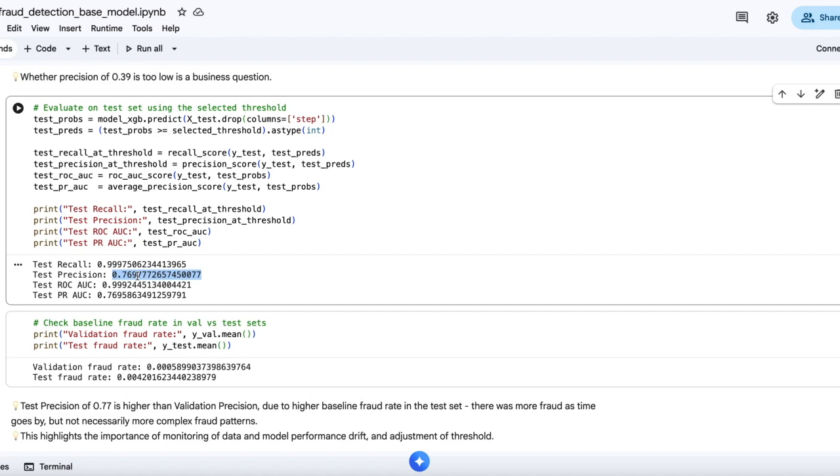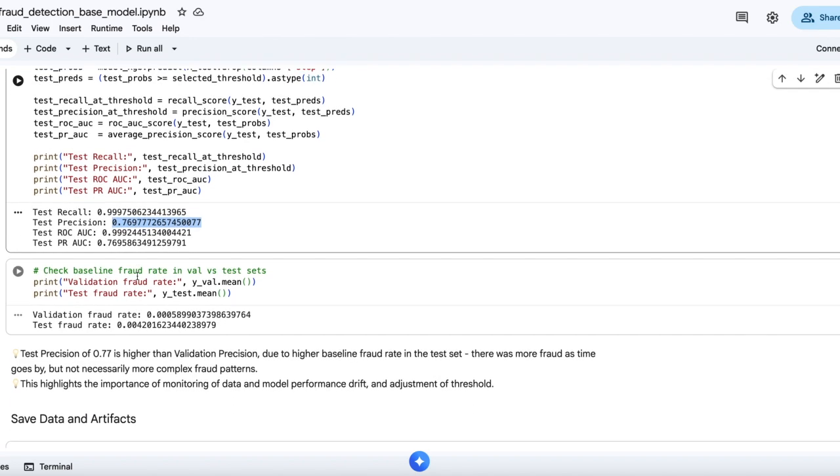But I then checked the baseline fraud rate in our test set versus our validation set and can see it's nearly 10 times higher. This indicates that there was more fraud as time goes by, but not necessarily more complex fraud patterns. So the logic in our model still holds, and we were able to catch them more precisely. This highlights the importance of monitoring of data and model performance drift, as well as adjusting our threshold as needed.